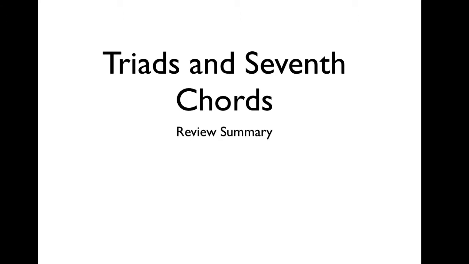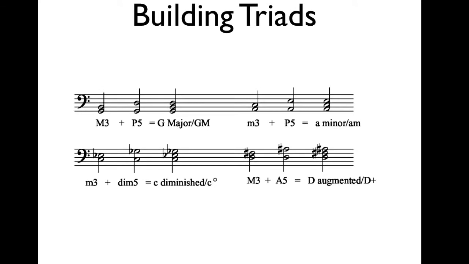In order to build triads, you must know your intervals. As you can see from this illustration here, a major triad is made up of a major third plus a perfect fifth. A minor third plus a perfect fifth will give you a minor triad. A minor third plus a diminished fifth will give you a diminished triad. And a major third plus an augmented fifth will give you an augmented triad.